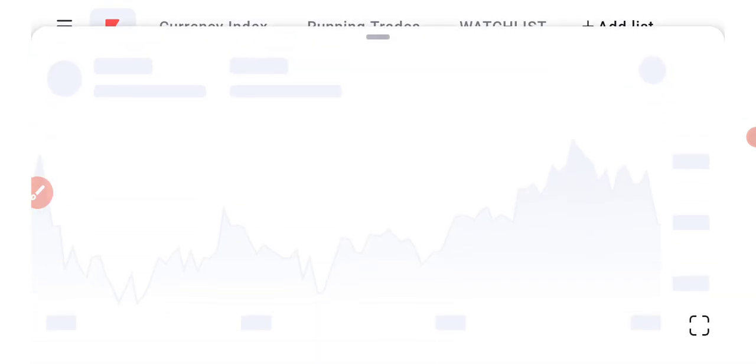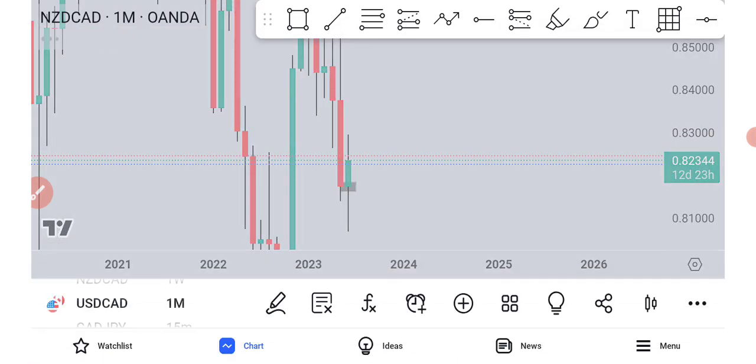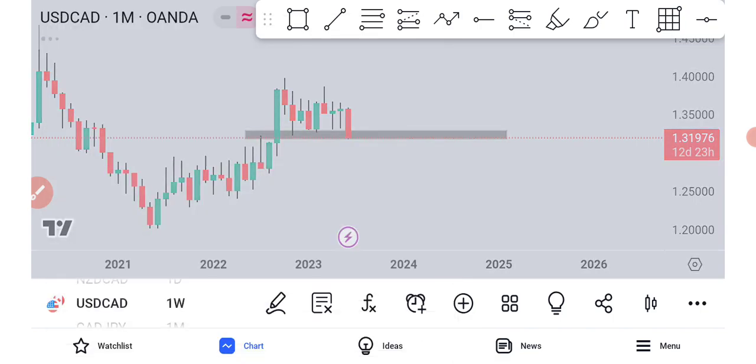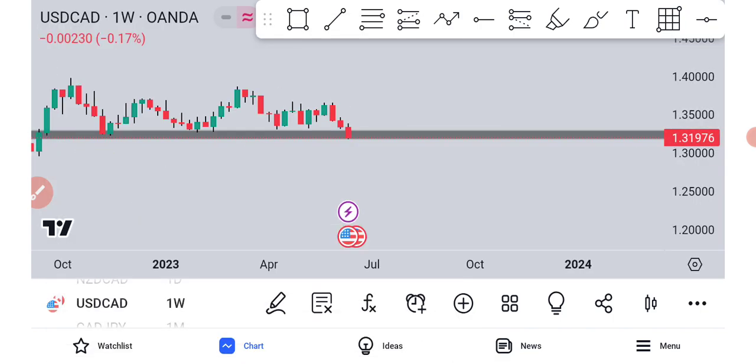The USD card. Okay, we are buying USD card, right? Yes, so we have USD getting weak, so this pair is valid.